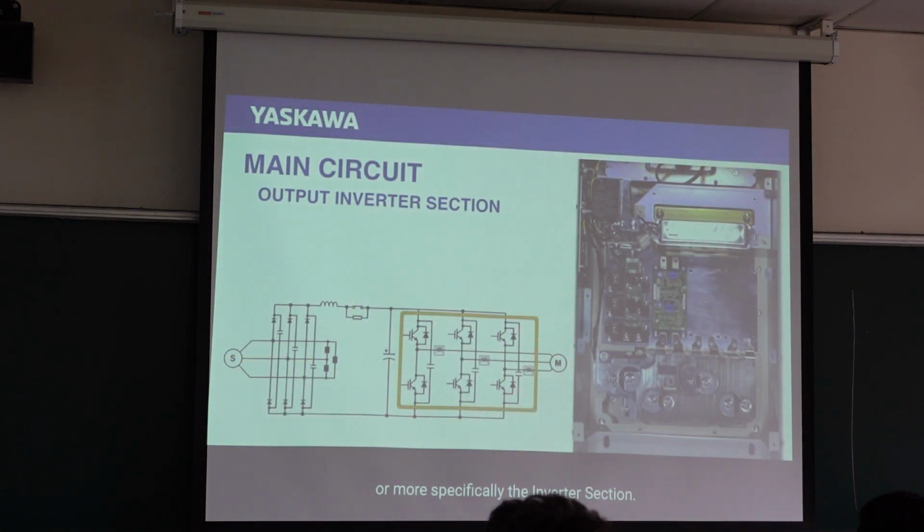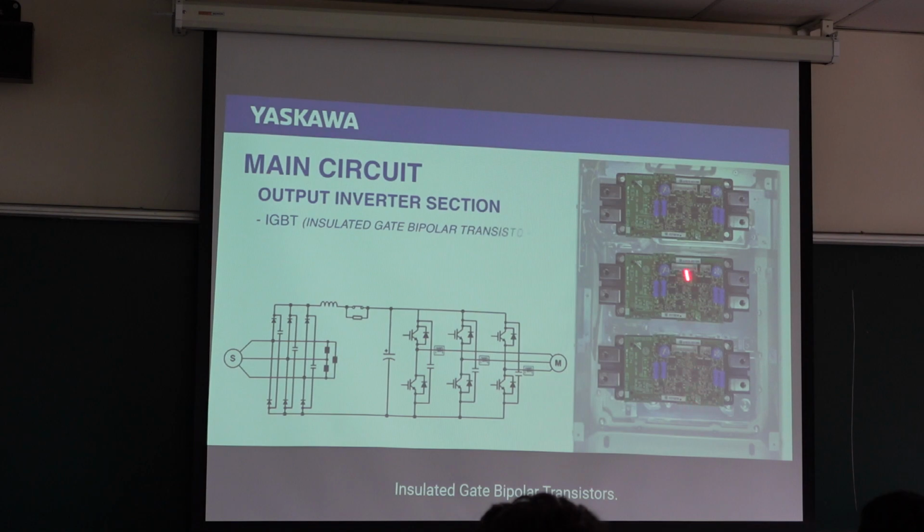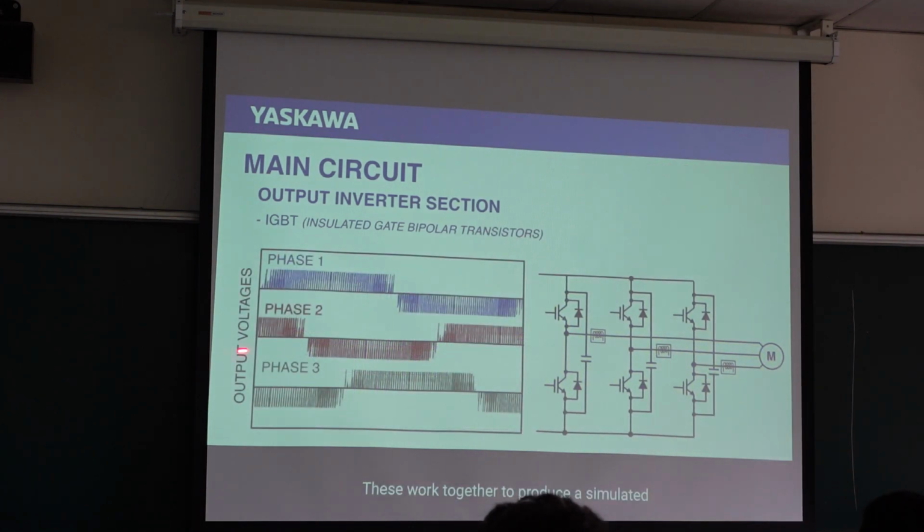We now move to the last major section of the drive, the output, or more specifically, the inverter section. The inverter section of the drive, DC to AC, is comprised of IGBTs, which stands for insulated gate bipolar transistors. These IGBTs work together to produce a steady AC waveform to the motor.